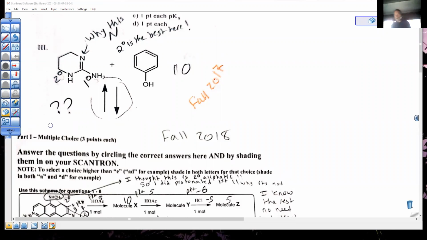From fall 2017, we have a question about part 4. This is the first question in part 4. And the question is, why is this nitrogen the best base in this molecule? And it all goes back to the fact that this molecule is a derivative of guanidine.